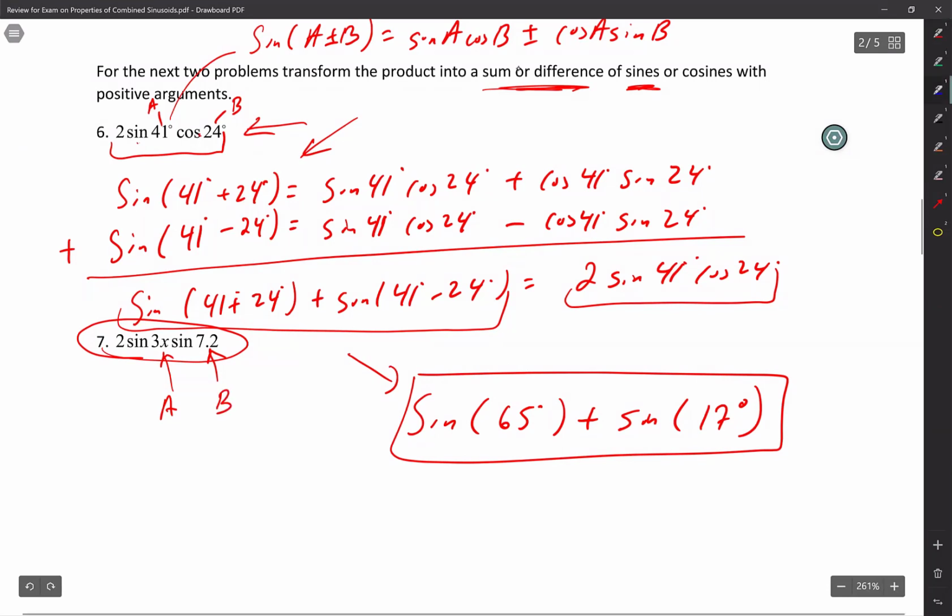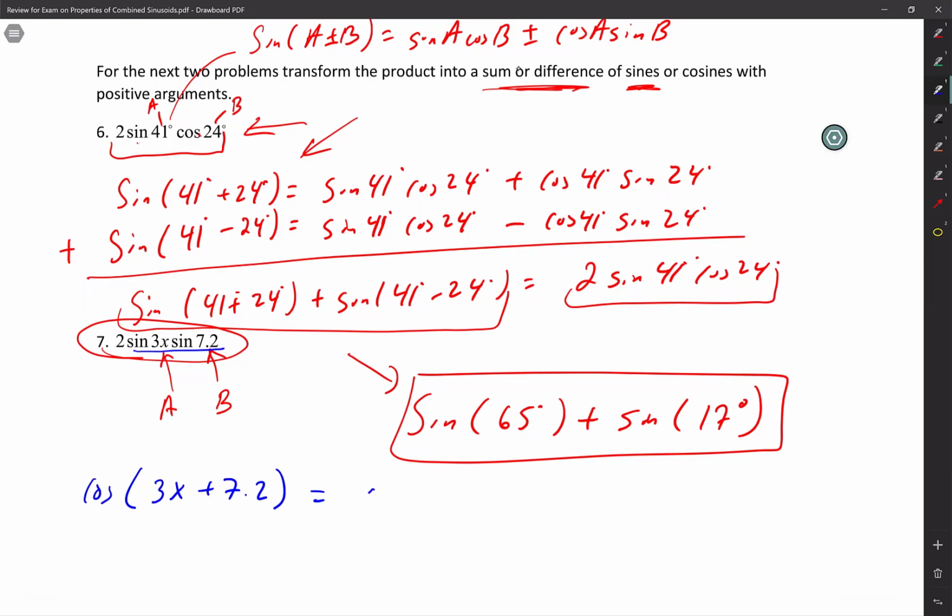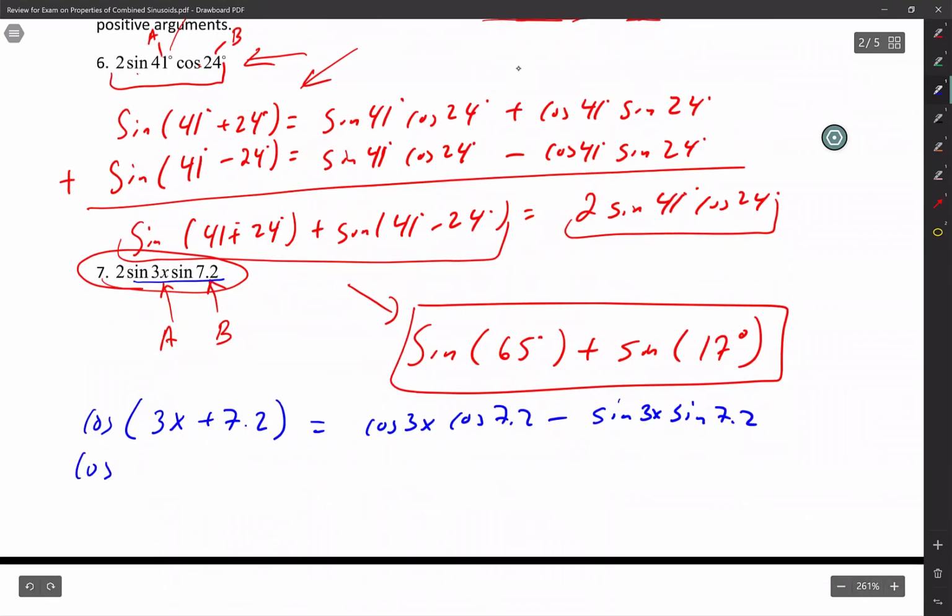Yes. That 3x is an A, that 7.2 is a B. Since I have sine and sine, the only one that does sine is cosine. So I'm going to write cosine of 3x plus 7.2. And that becomes cosine 3x, cosine 7.2, minus sine 3x, sine 7.2. And then on the bottom, I'm going to write the other one, cosine 3x minus 7.2, and that becomes cosine 3x, cosine 7.2, plus sine 3x, sine 7.2.